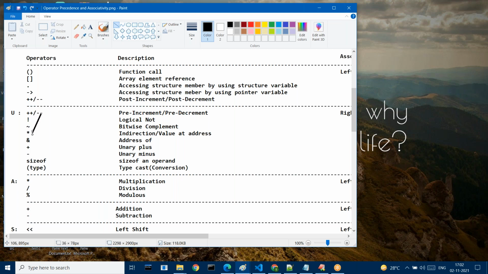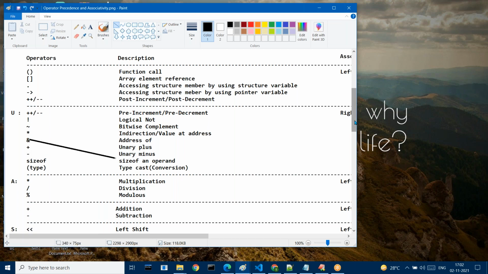This is another one, indirection star, or some people call it the value at address operator. This is also related to the pointer concept. So when pointer comes, this operator will be discussed explicitly. Address of operator, we know we discussed, not bitwise and, it's the address of operator. Every time in a scanf statement ampersand comes into the picture. Unary plus, unary minus: minus 5 is the unary minus. If you write only 5, that means unary plus, a normal thing. Sizeof operator we discussed.